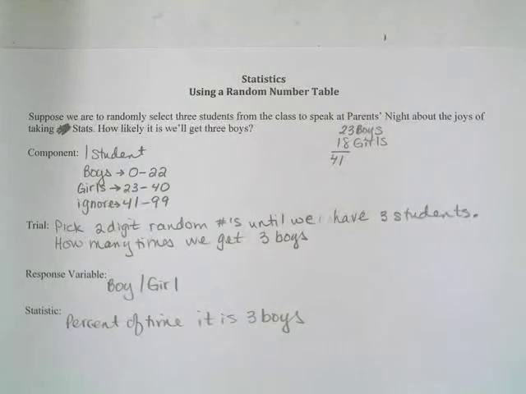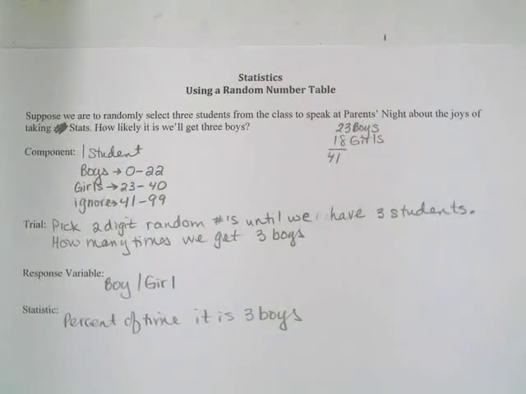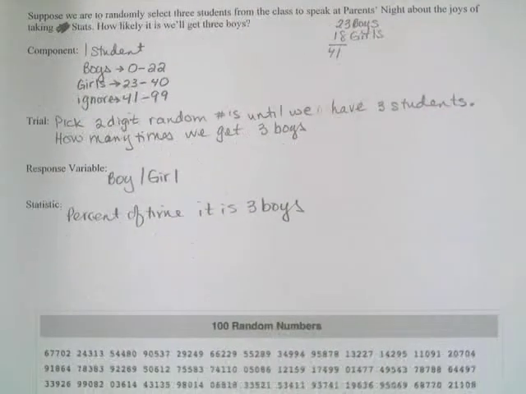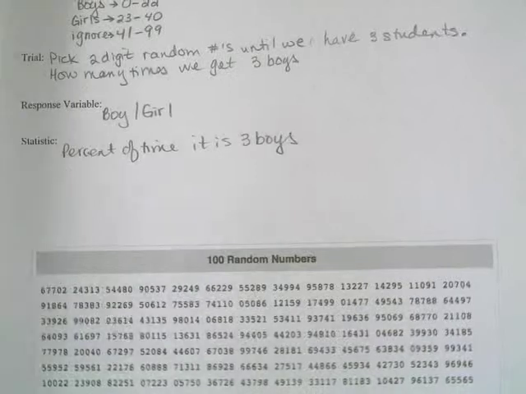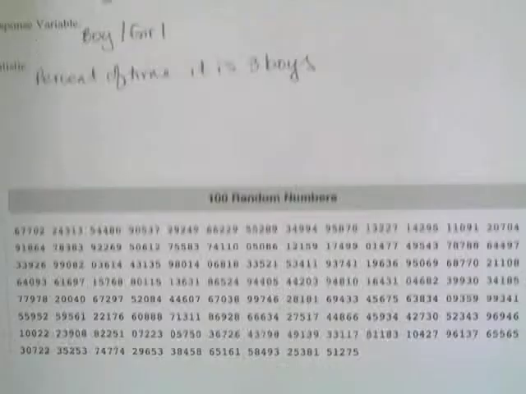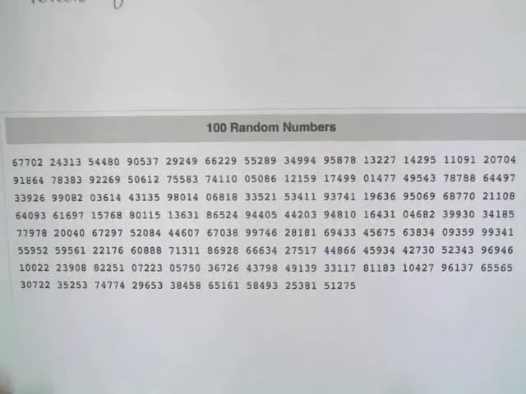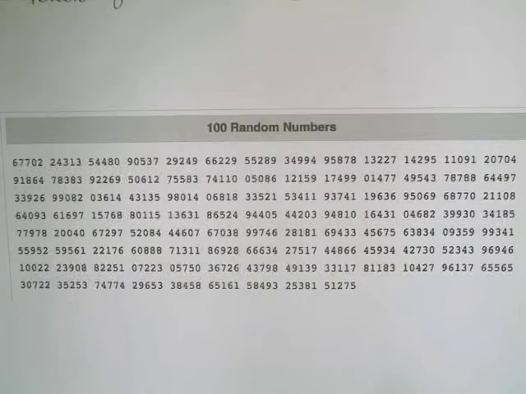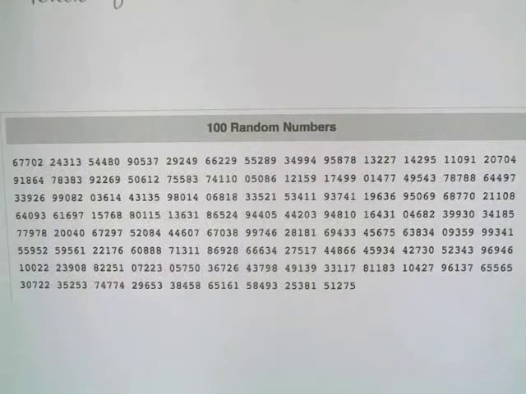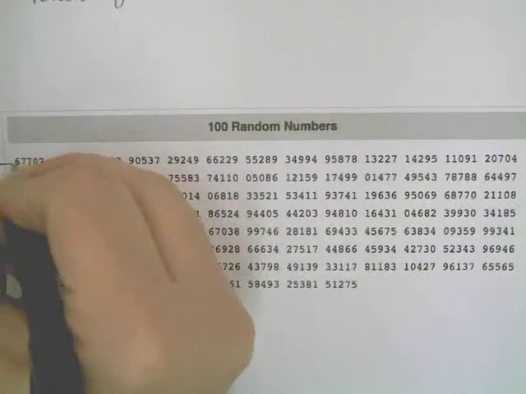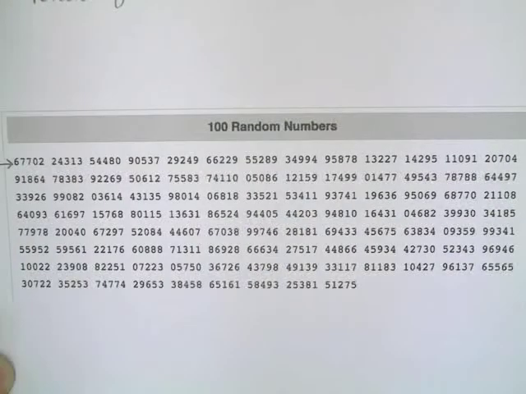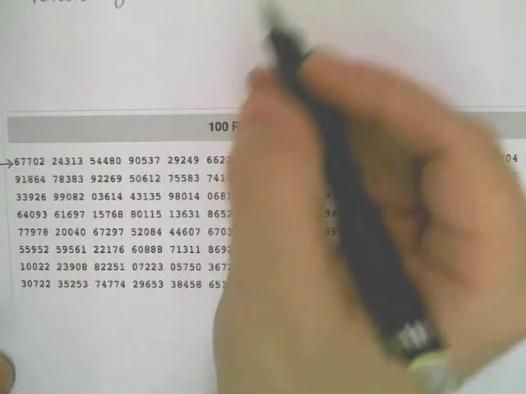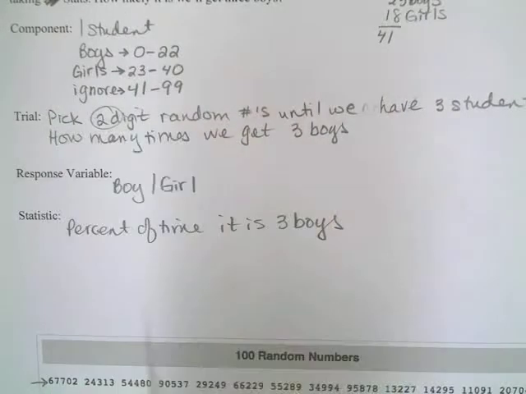Okay, so when we mark a random digit table, you have to mark it clearly because I have to be able to look at it, or your AP Stats grader has to be able to look at it and know what's going on. So you can start on the first row, you can start in the middle, you can start on the second row. You just have to state where you're going to start. I'm just going to start on the first row, and I'm going to go until I find a student. And again, it's 2-digit numbers, so I have to look at 2 digits.